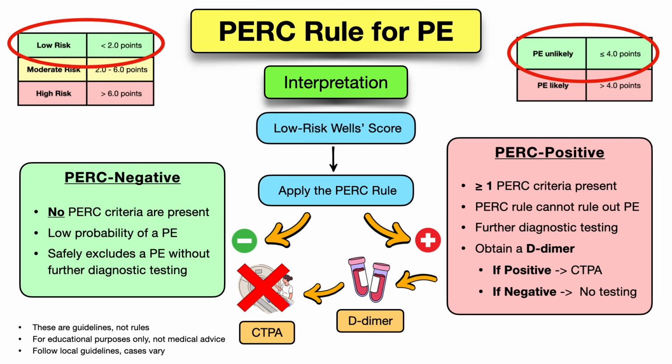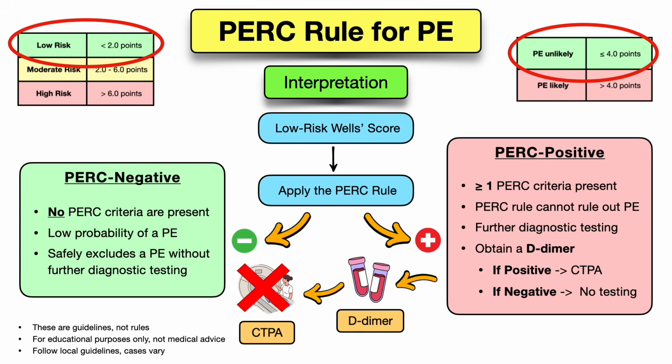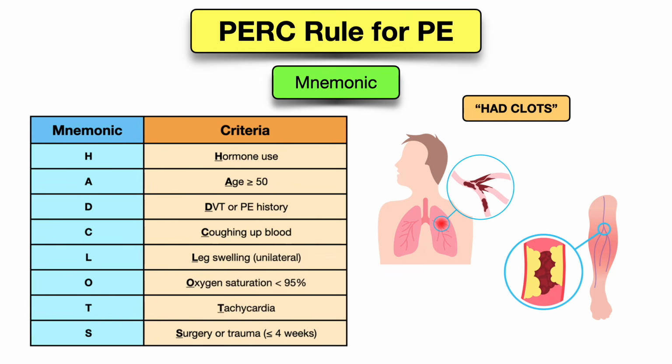So again, if the patient is low risk for PE using Wells criteria and they are PERC positive, then the PERC rule cannot be used to rule out PE and a D-dimer should be considered. Here's a mnemonic to help you remember the PERC rule criteria, and then there's a practice question, so keep watching.